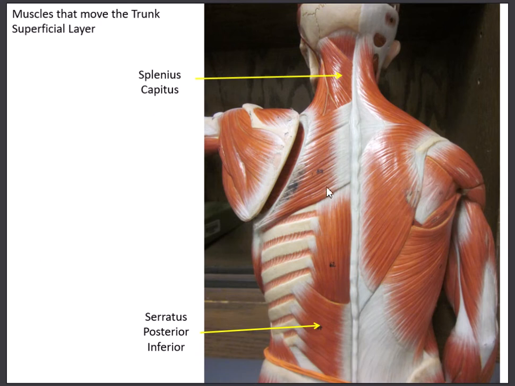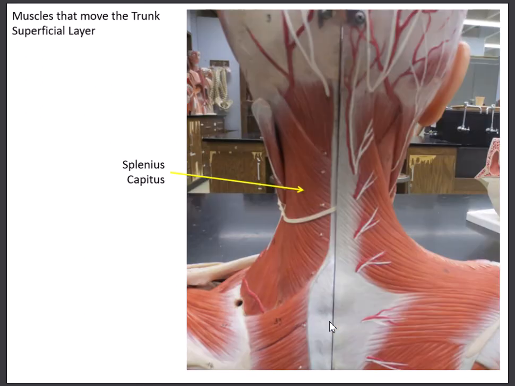Okay, so these are the two muscles out of four that we can see on the superficial layer: splenius capitis, serratus posterior inferior. Here it is on the head and neck model. Again, splenius capitis. We can see it here. We catch a little glimpse of it over here too.